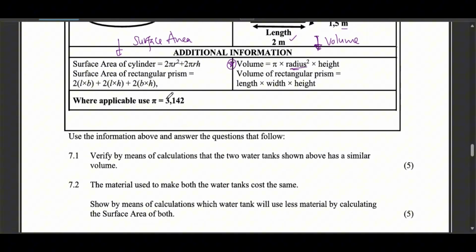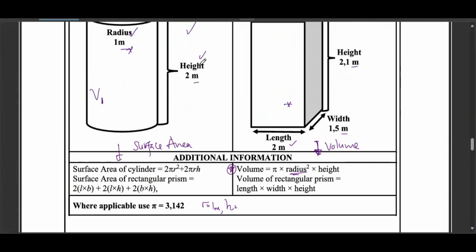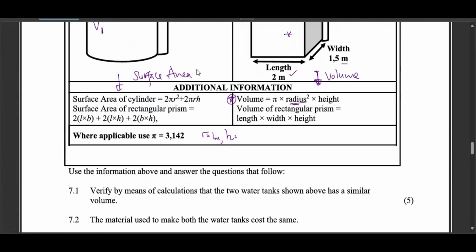Remember, they're telling us to compare volumes. So I already know the radius is 1 meter. Then I need the height. The height, I also need to know, oh, it's 2 meters. So it's good to go. For this other box, the length is 2, the width is 1,5, and the height is 2,1. I'm just writing my notes, because when it comes to substitution, I just substitute.